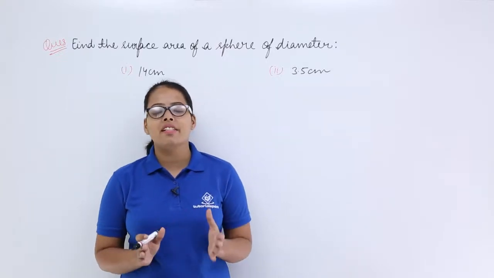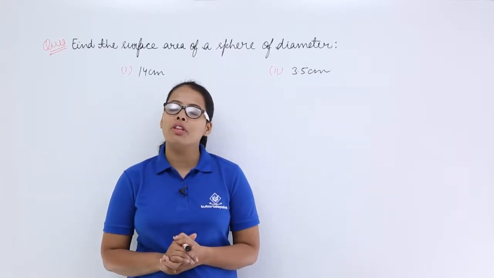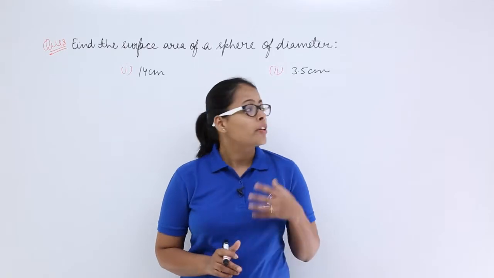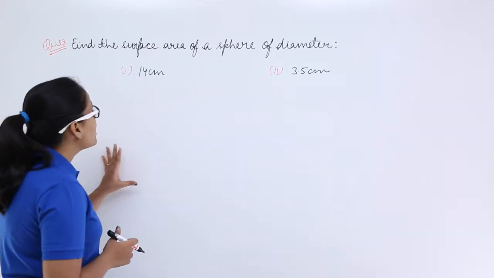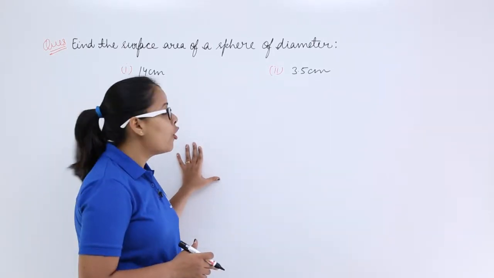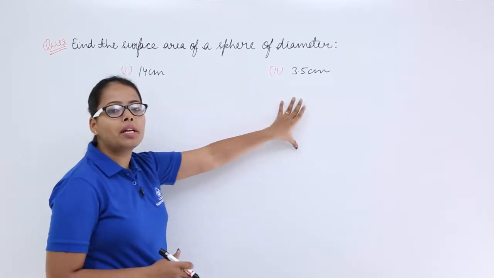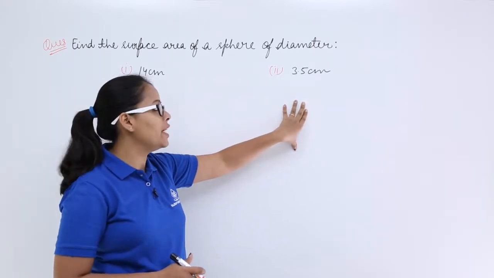Hey guys, let's understand this very basic problem on the surface area of a sphere. So this problem says, find the surface area of a sphere of diameter 14 centimeter and 3.5 centimeter.